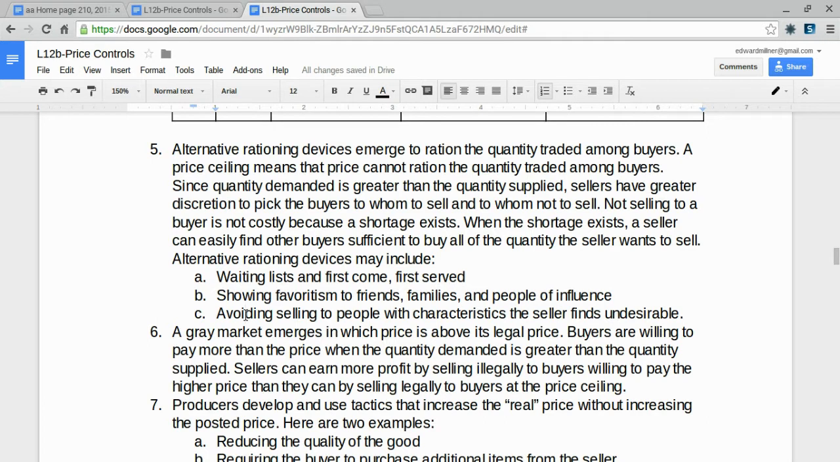The sixth effect, a gray market emerges in which price is above its legal price. Buyers are willing to pay more than the price when the quantity demanded is greater than the quantity supplied. Sellers can earn more profit by selling illegally to buyers willing to pay the higher price than they can by selling legally to buyers at the price ceiling.